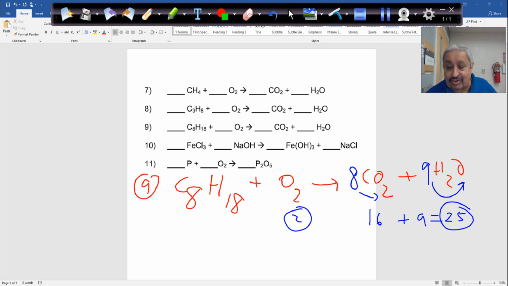And this one, 25. Whenever you get an even or odd number, this is an even number. This is an odd number. So then you have to go through what? Fraction. That's the general rule. You have to go through fraction. So if you have even, odd, odd, even, you have to go through fraction. But if you have odd, odd, even, there's no fraction.